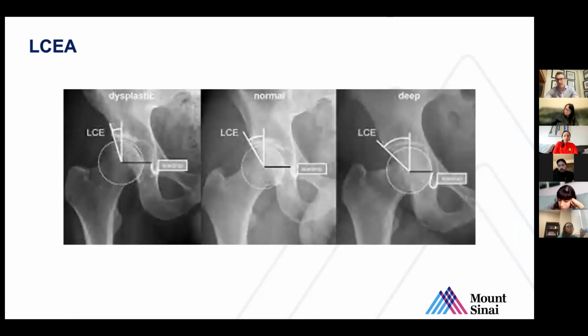This is another way of looking at it here. Normal in the middle, deep acetabulum or pincer would be on the left here, maybe greater than 40 angle of lateral centroid angle, and then dysplastic on the right, less than say 20 or 18.